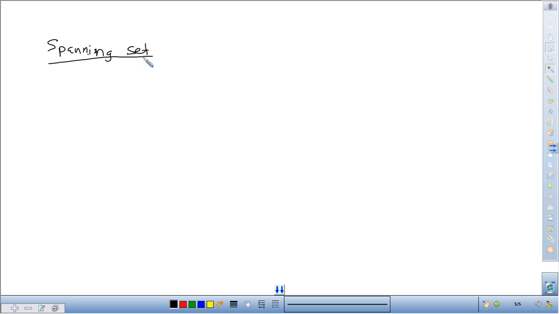The spanning set is, I'm going to start with some space. So let's say I'm starting with R3, and I'm going to ask, is this set of vectors, vector A, vector B, vector C, a spanning set for R3? Oh, my handwriting is awful. You can see why I type everything.